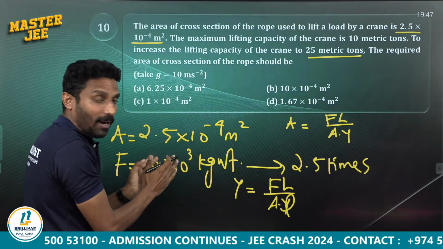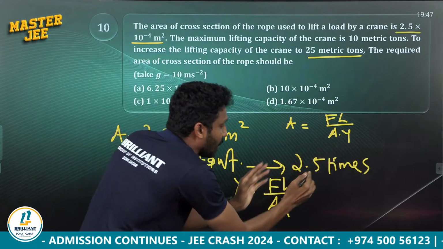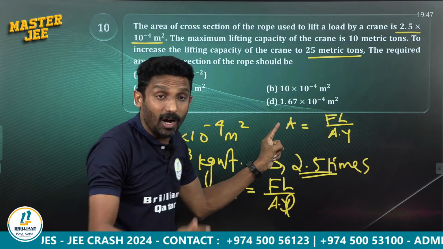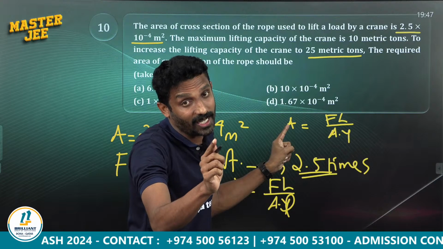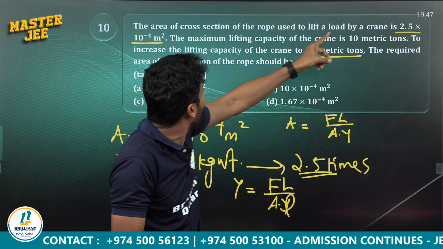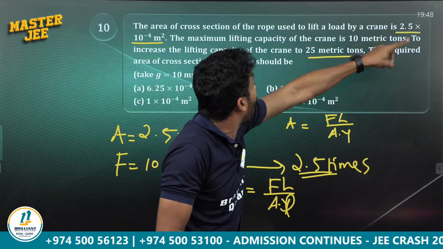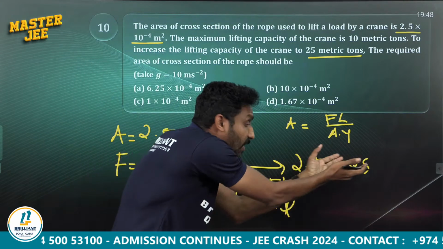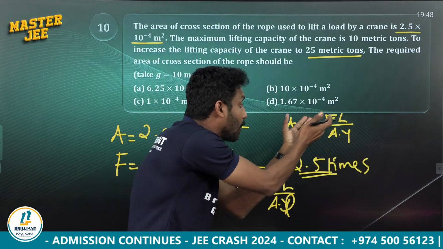Here force is increased to 2.5 times. Understood? Force is increased to 2.5 times, then the area also should be increased to 2.5 times. What was the area earlier? The area earlier is 2.5 into 10 raised to minus 4. It should be increased to how much times? 2.5 times, because the area is directly proportional to force only.